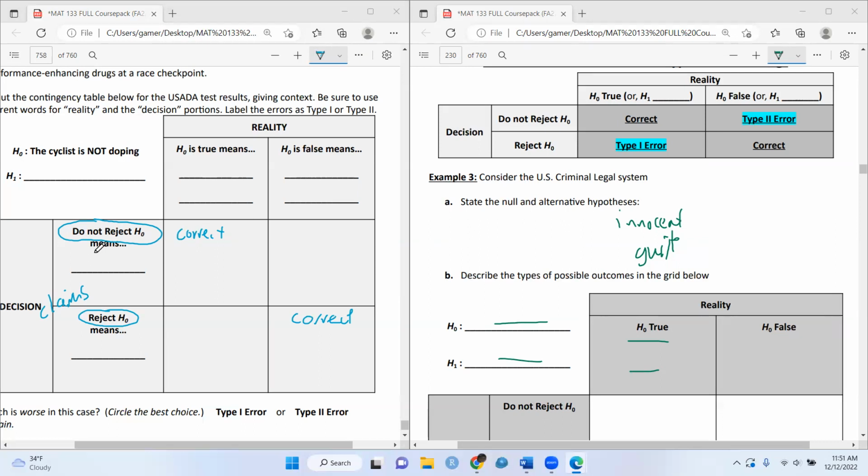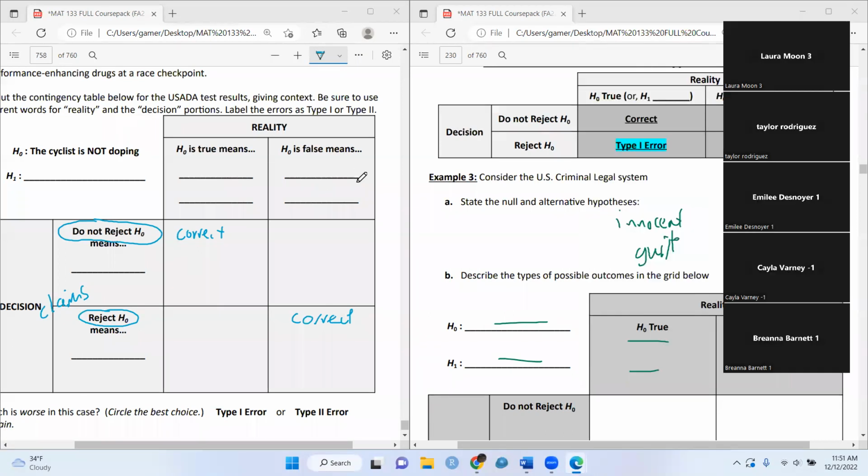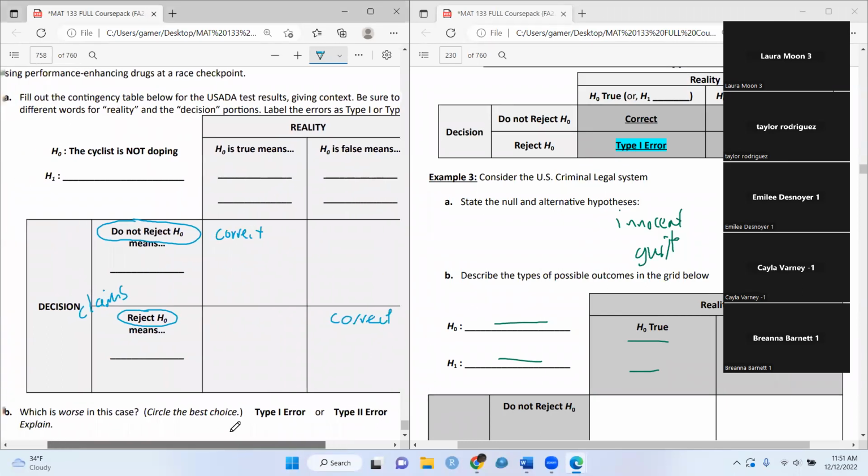So what is this one? Well, so what did you put for the claim here? Well, but what you're supposed to write here is the context. Like when I put the cyclist is not doping, okay, and then here in reality you put H0 is true, means not doping as well, right?